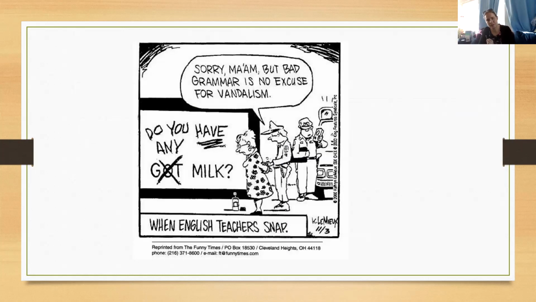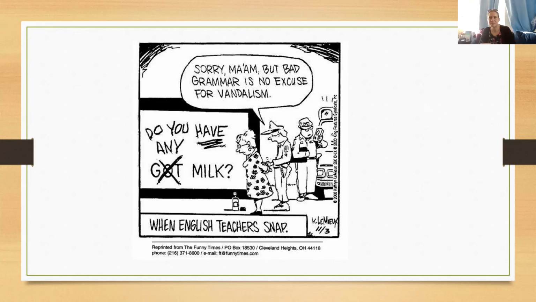Well, this is one of my favorites. Sorry, ma'am, but bad grammar is no excuse for vandalism. While I completely understand where this English professor is coming from, or English teacher, maybe it's an elementary school teacher who is very well versed in grammar, and it just made her snap.